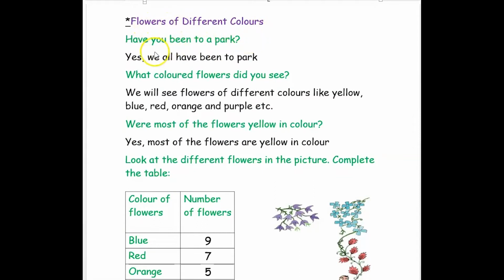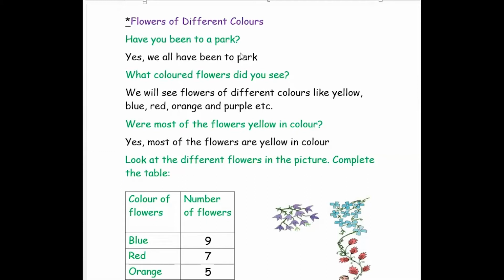Okay, our first question is, have you been to a park? Yes, right? We all have been to a park. So what are all the things we have seen in the park? Yes, we will be seeing the various playing items, right? Seesaw will be there, slide will be there, merry-go-round will be there. Then what we'll see around the park? Around the park there will be benches, right? For the old people to sit and take the rest.